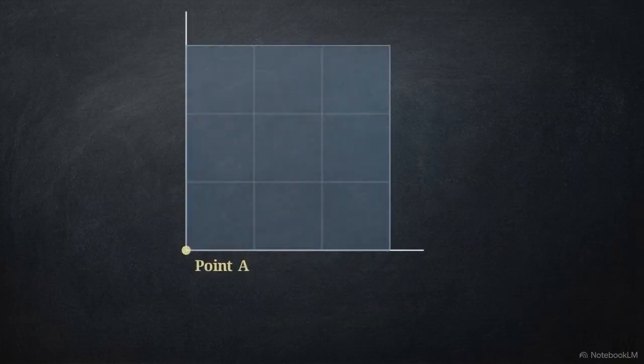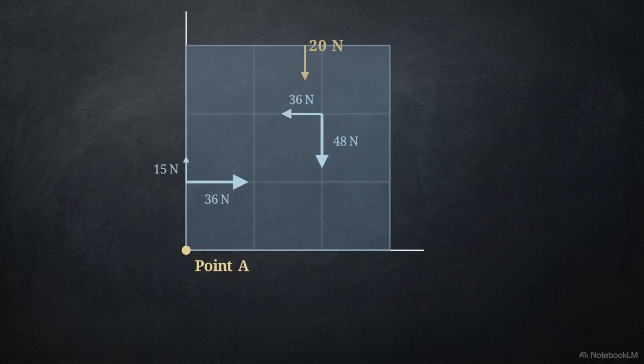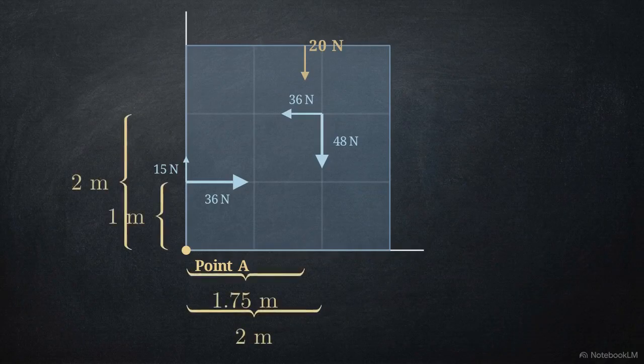We can apply these principles to a rigid grid plate subjected to 2 angled forces, 60 newtons and 39 newtons. Our goal is to determine the total rotational effect about point A. First, we resolve each angled force into its x and y components. This aligns the pushes and pulls of the system directly with our coordinate grid.